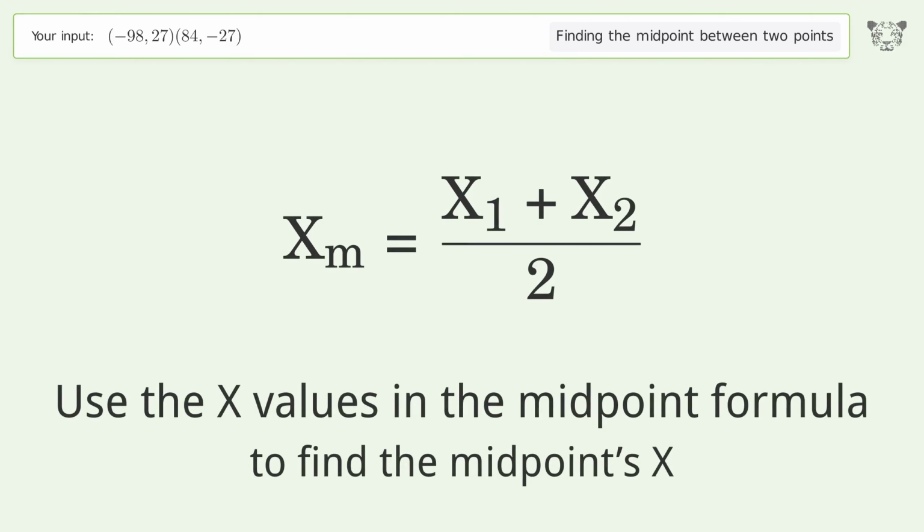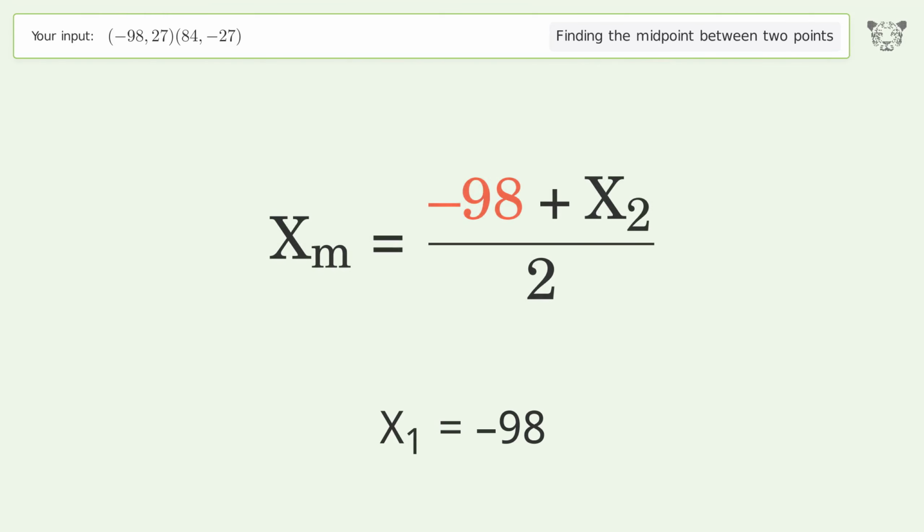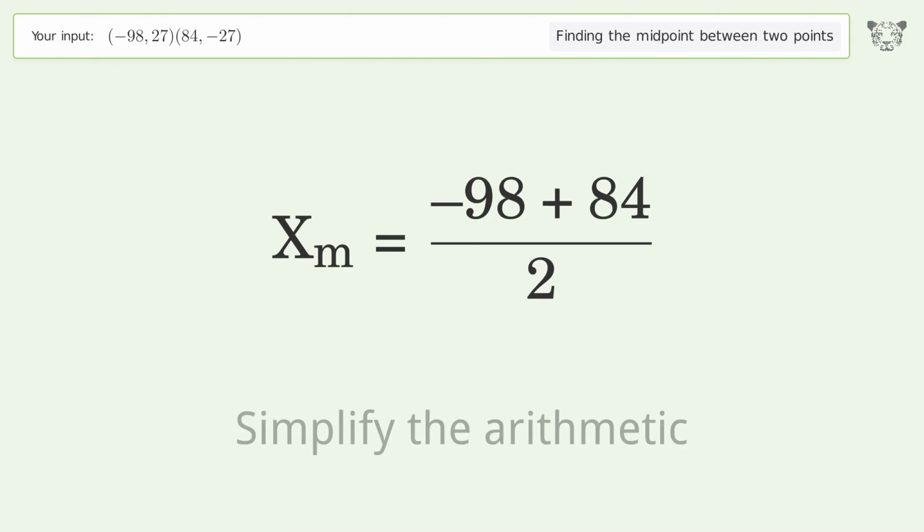Use the x values in the midpoint formula to find the midpoint's x. x1 equals -98. x2 equals 84. Simplify the arithmetic.